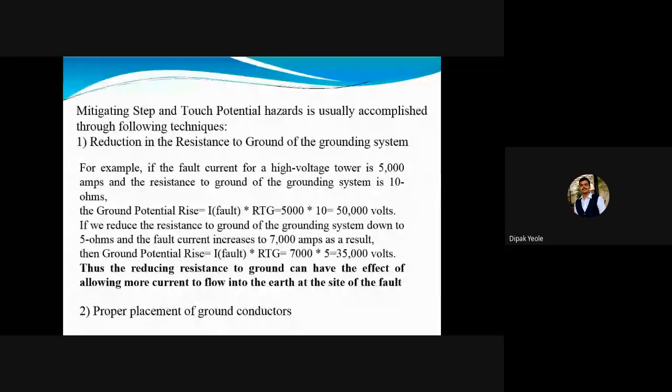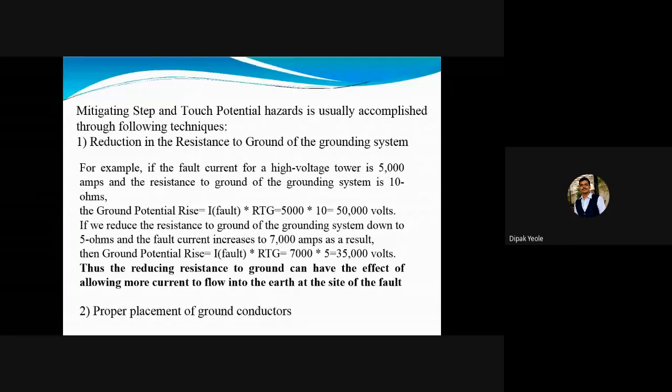Now if we reduce the resistance to the ground of the grounding system down to 5 ohm, काय केलं आपण, 10 ohm वरून त्या रेजिस्टन्सला 5 ohm कडे नेलं, and the fault current increases to 7000. आणि काय केलं आपण, फॉल्ट करंट हा वाढवला, किती केला 7000. आता त्यांचा प्रोडक्ट करा, 7000 into 5, it comes as 35,000. Obviously the voltage decreases. Yes, so what is our conclusion?